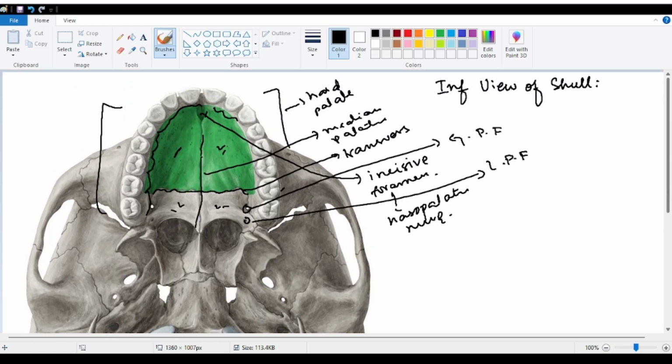Here we saw the hard palate, and we saw the maxilla and the palatine bones. We studied the sutures, the incisive foramen, the alveolar processes, and the greater and lesser palatine foramina. So this was a whole review about the anterior part.